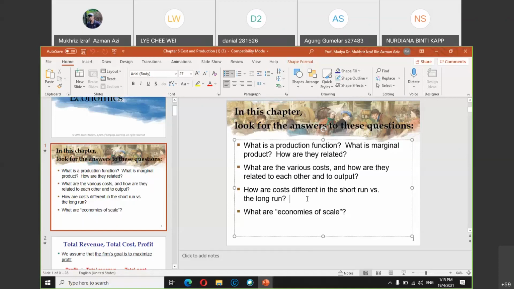Of course, if you study further, it can also be divided into 3: short, medium, and long run, or short term, medium term, and long term. But at this stage, we only divide the time frame into 2, short run period versus long run period. Short run is usually a period of less than 1 year. Long run period is usually more than 1 year. It depends on the definition of short run and long run.